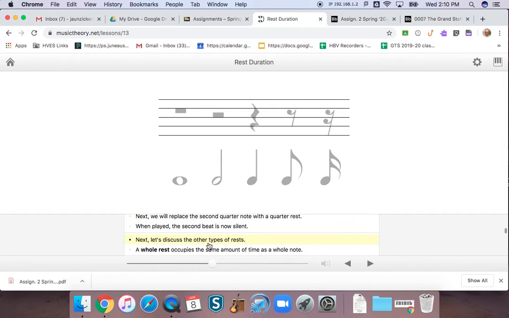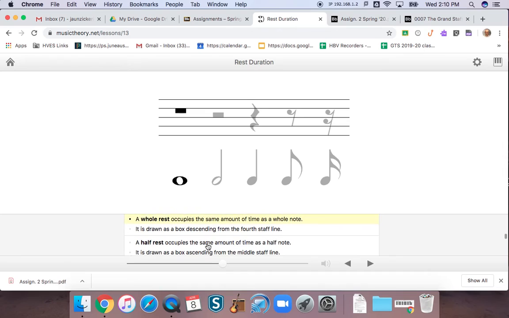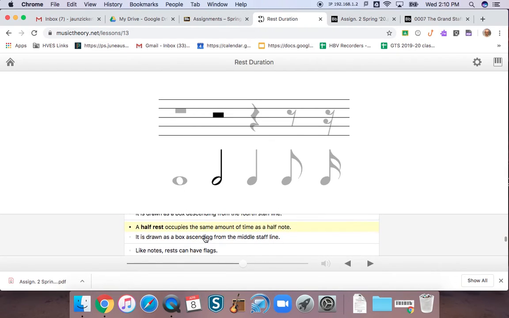Okay, and then there's other kinds of rest. Whole rest occupies the same as a whole note. So that's 4 beats that you would be quiet. It is drawn with a box descending from the 4th line. People get confused between the whole rest and the half rest because they look really similar. And there's ways to memorize that. Half rest looks like that.